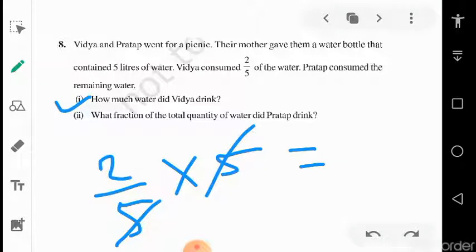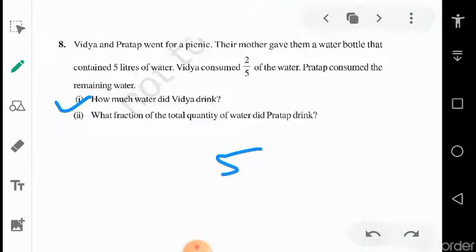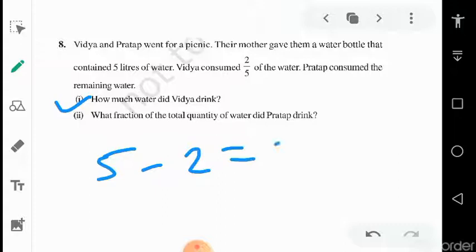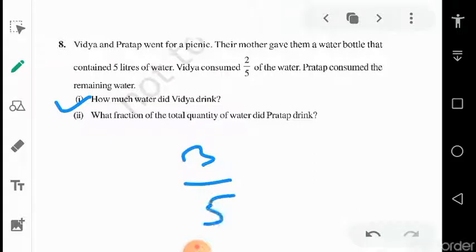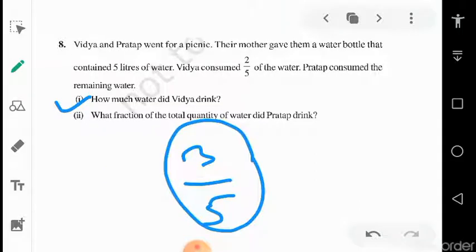Pratap consumed the remaining, which means Pratap will consume the remaining amount of water. So you can see that the total is 5 and Vidya consumed 2 liters. So the remaining amount of water is 3 liters, which means Pratap will drink 3 liters of water out of 5. So the fraction of the water that Pratap will drink is 3 upon 5. Okay, now this is the answer.